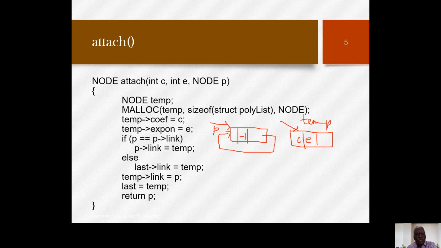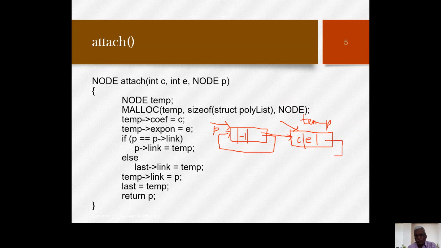So that is put already. Temp of coefficient is C and temp of exponent is E. And if P equals P of link, that means it's the first node or first term which is being added to this header node, then what I do is P of link, that is this one, I'll just attach here. So this is this one and it will put temp of link to P.